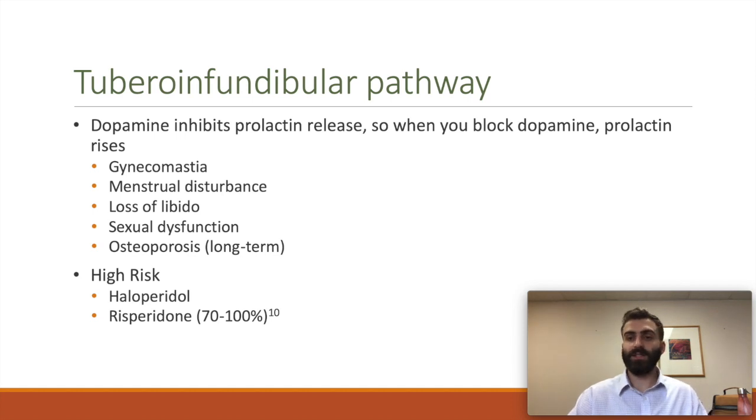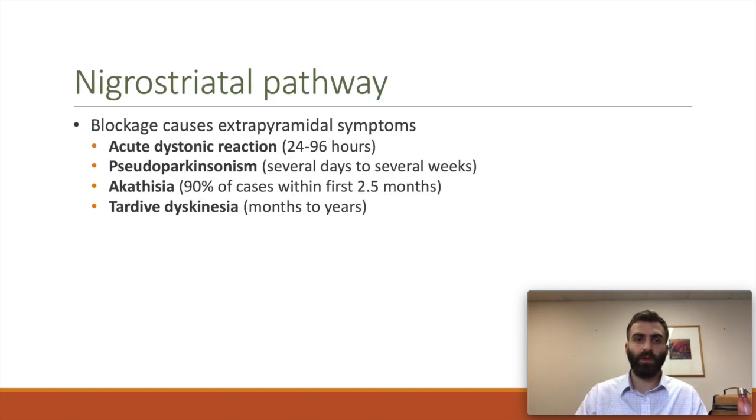The agents that are high risk here are strong dopamine blockers. So that makes sense. If you're strongly blocking dopamine in the tuberoinfundibular pathway, it's going to cause more prolactin to rise. So the risk here is with haloperidol and risperidone. But other agents have a really low risk. Things like Clozapine and Aripiprazole have a really low risk of raising prolactin. They may not even raise prolactin.